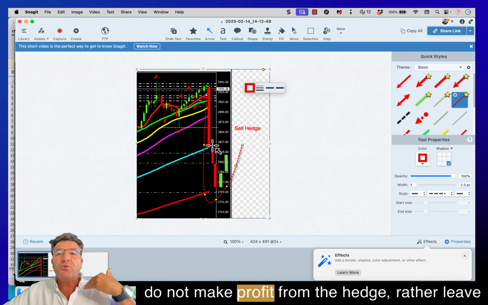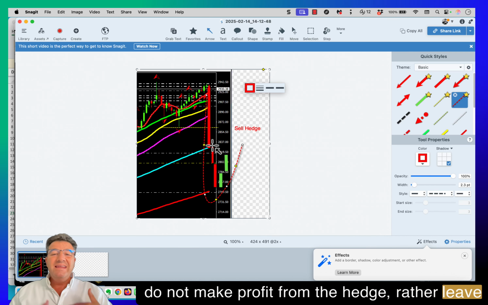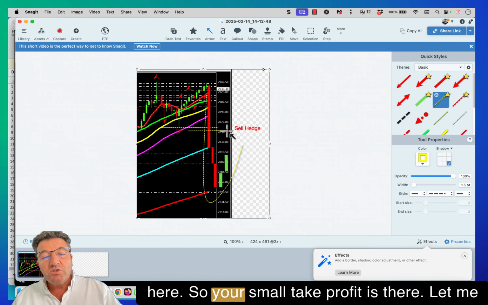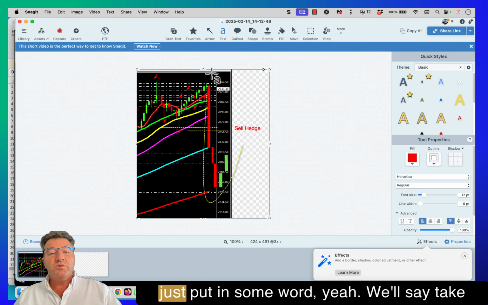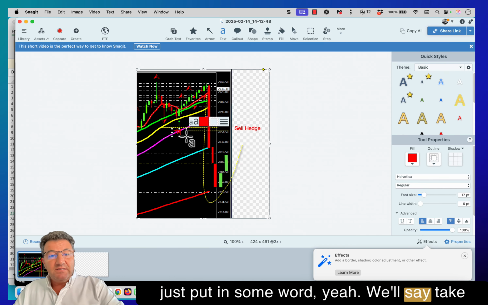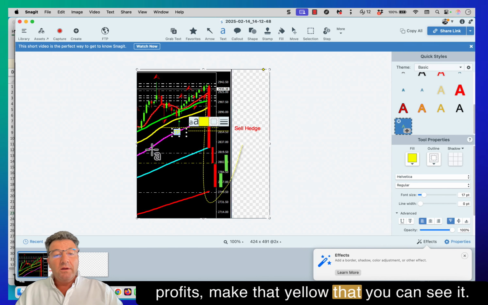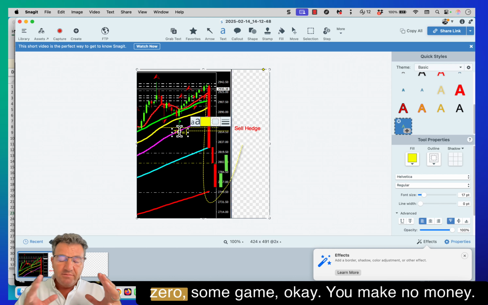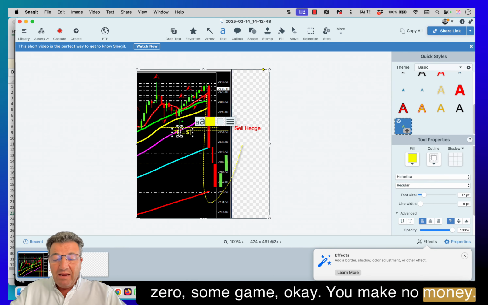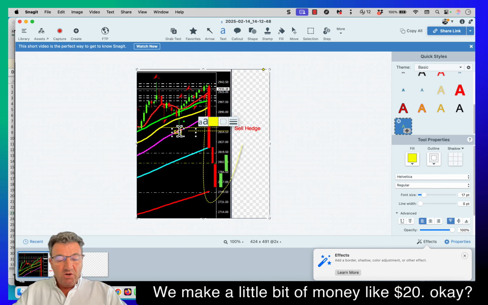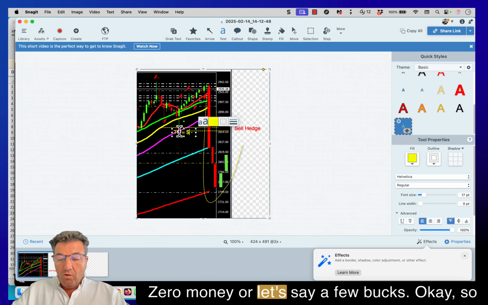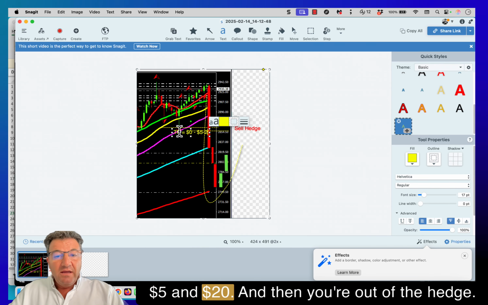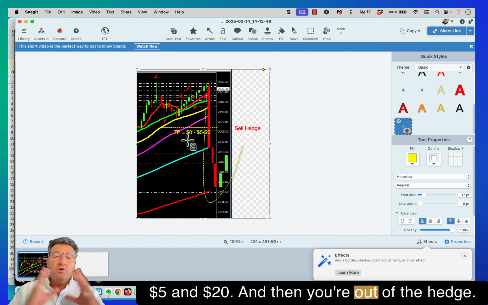Do not make profit from the hedge. Rather leave it and put a small little take profit line over here. So your small take profit is there. Let me just put in some words here. We'll say take profit, make that yellow so that you can see it, so that you make either no money, so it's a zero-sum game, okay? You make no money, or make a little bit of money, like $20, okay? Zero money, or let's say a few bucks, okay? So that you don't make it totally useless, between $5 and $20. And then you're out of the hedge.